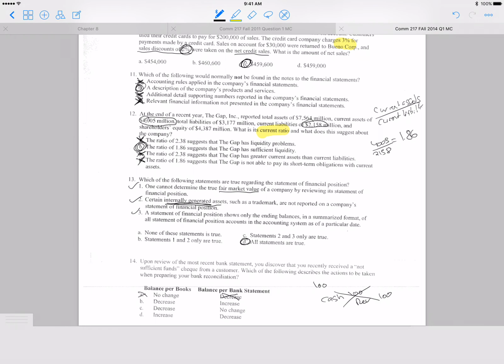So B, decrease and increase, should also be incorrect. Even though it's right that the balance per books should be decreased, the increase is wrong because there should be no change. So that is why C is the answer, because it's decreasing the books and the bank is not doing anything at all, and that's why D is also incorrect. So the final solution is C.